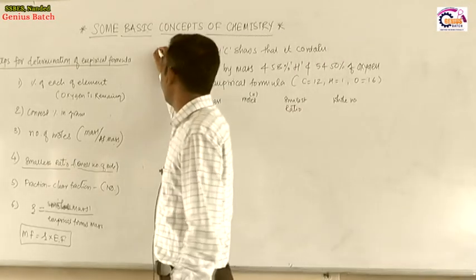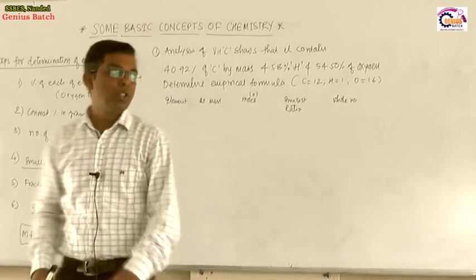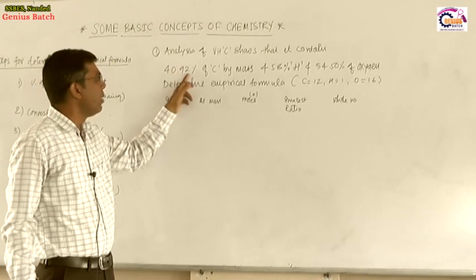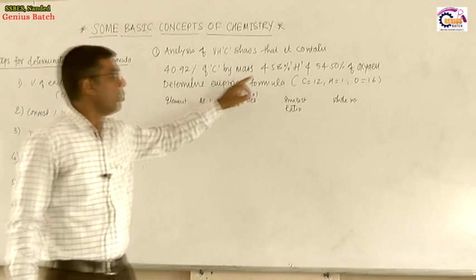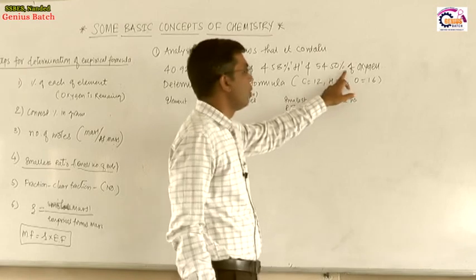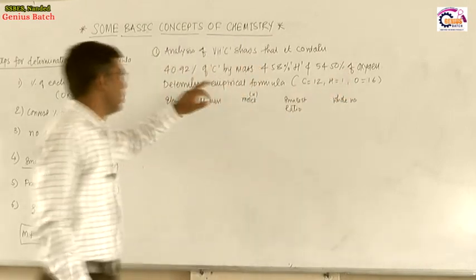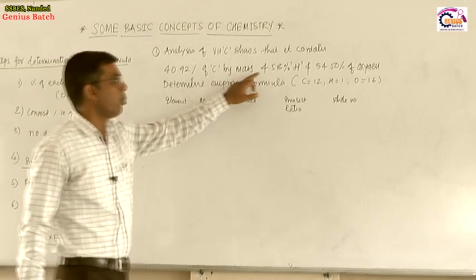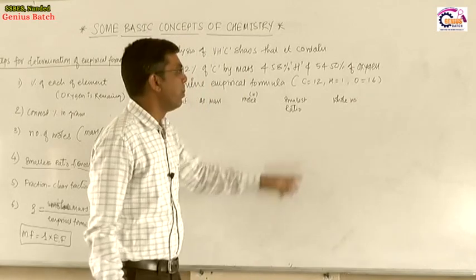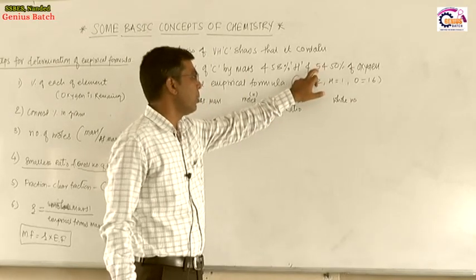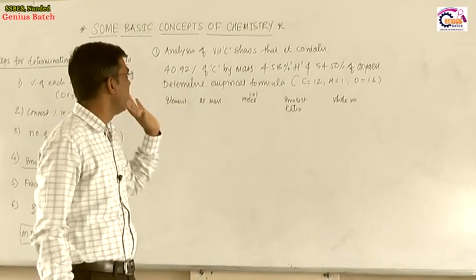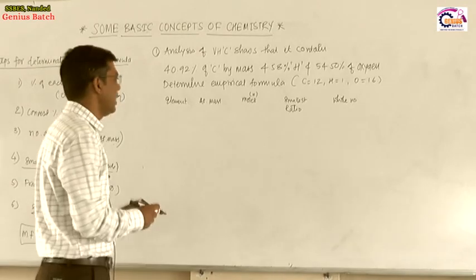The first problem is: analysis of a vitamin C tablet shows that it contains 40.92% of carbon by mass, 4.58% of hydrogen by mass, and 54.50% by weight of oxygen. So 40% carbon, 4.58% hydrogen and 54% oxygen. The percentage of oxygen is given, which means the sum of all 54 plus 4 plus 40.92 will definitely be 100. So the percentage of each element is given.